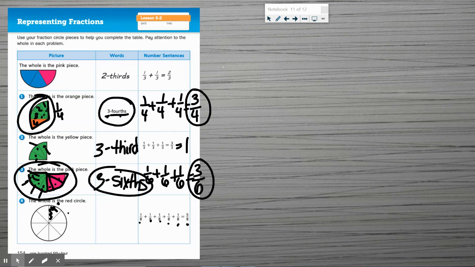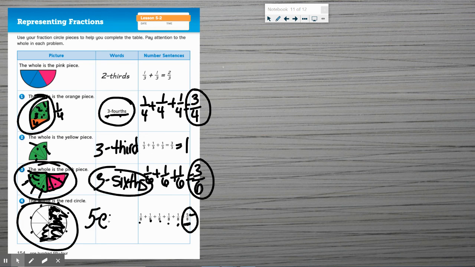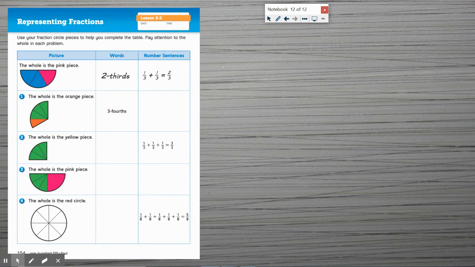There are 1, 2, 3, 4, 5, 6, 7, 8 whole pieces. So that's why we have 8ths. Now, I'm going to take 5 of those. So I'm going to say 1, 2, 3, 4, 5. So my fraction here matches a picture. I'm going to need to write it as words. 5/8 in words.